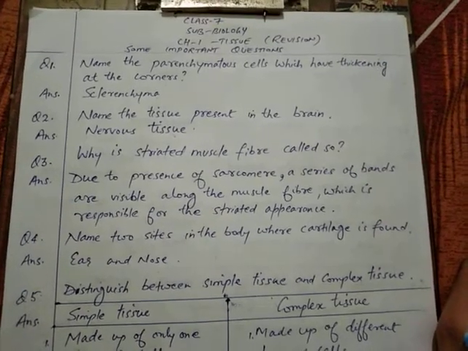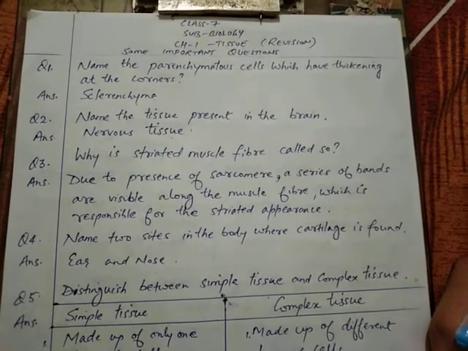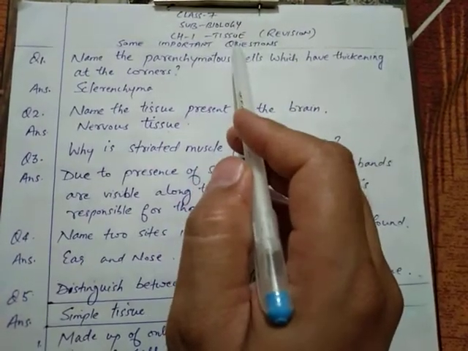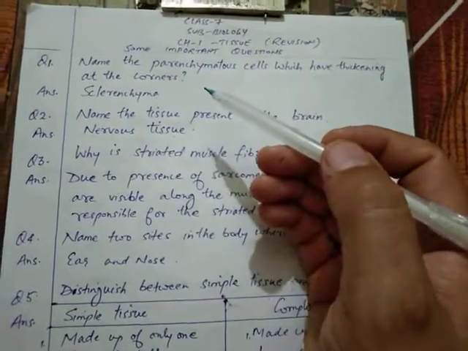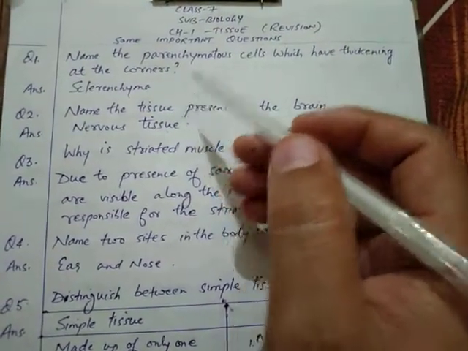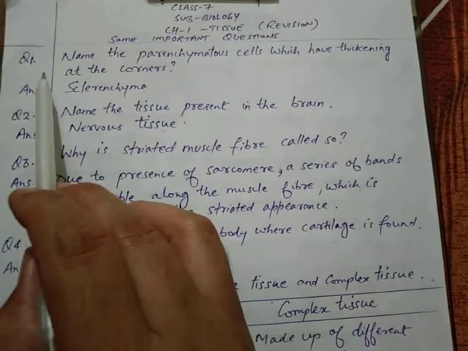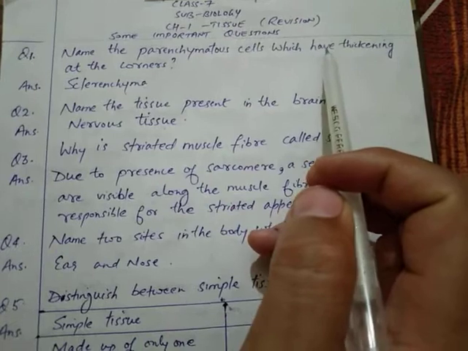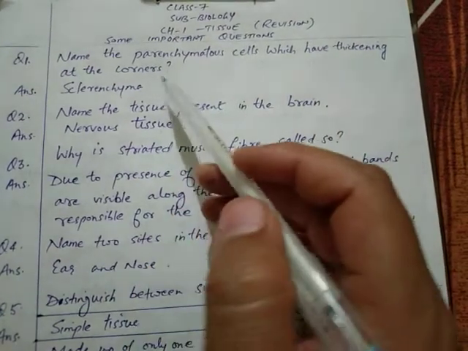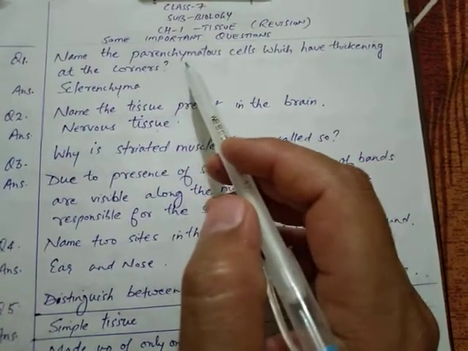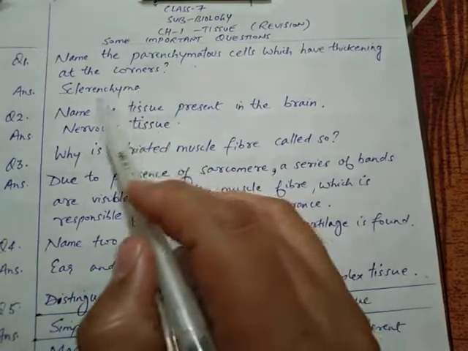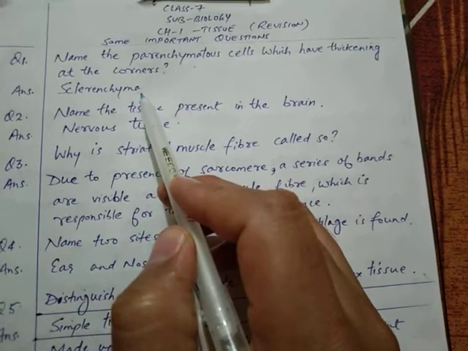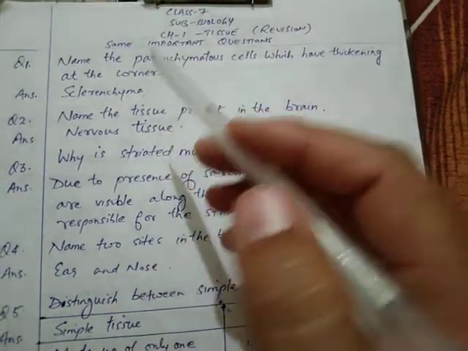Hello students. Today we are going to revise some important questions from chapter 1, Tissue, of class 7th biology. So let's start with the first question. Question 1: name the parenchymatous cells which have thickening at the corners. Answer is sclerenchyma. Sclerenchyma have thickening at the corner.